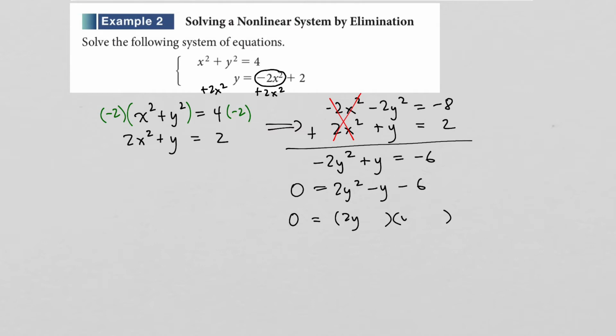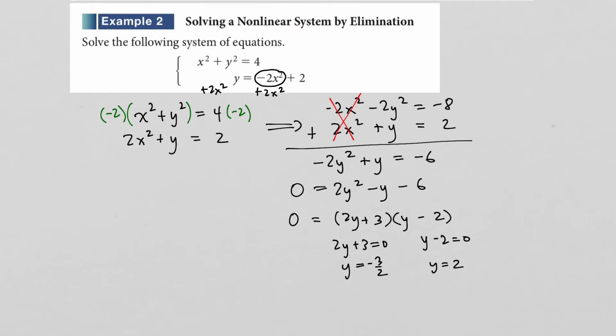So we have 2y and y. We're going to have a 2 here and a 3 here, a minus and a plus. You can double check my work here. And then we set these equal to 0. And here we get y equals negative 3 over 2. And here we get y equals 2.